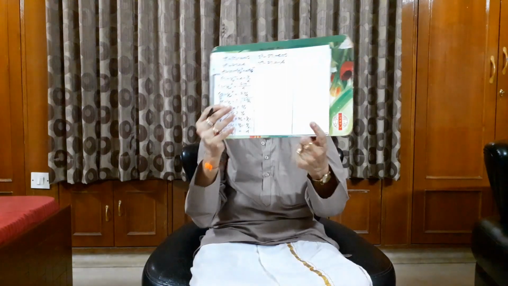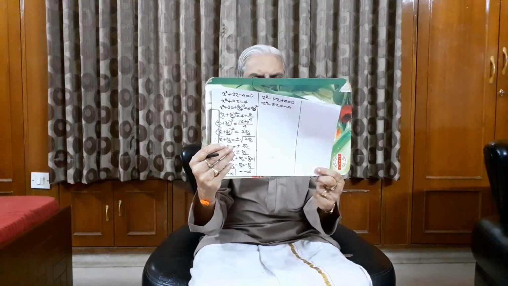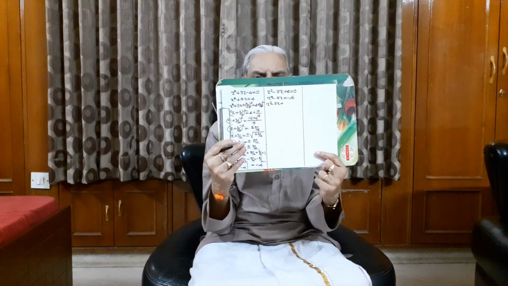x squared minus 5x is equal to minus 6. Transfer plus 6 to the right hand side. What will it become? Minus 6. I hope you understood. The next one is x square minus 5x, I'll write it as it is. Now we have to make a perfect square, right? What will you add? Take half of the coefficient of x and square it.